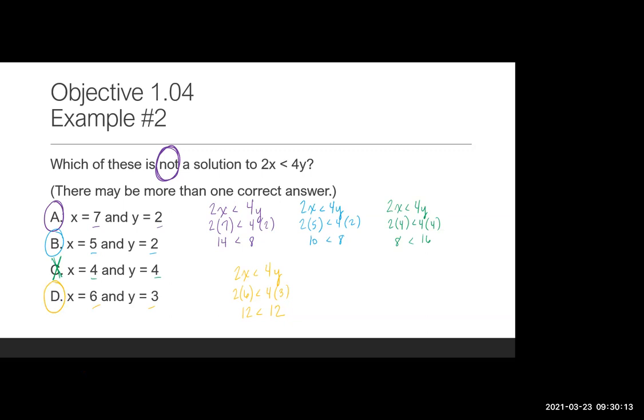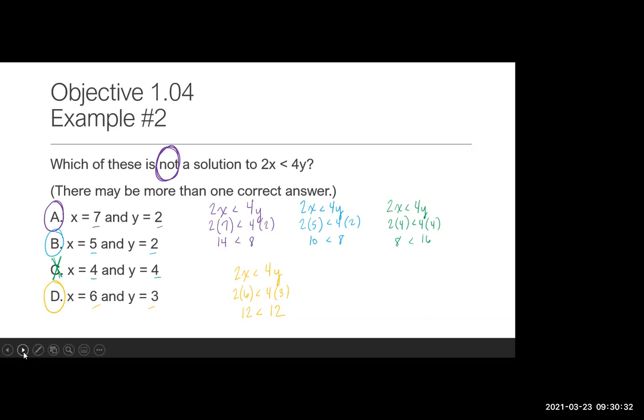So this is not a solution, which means in our case that we select it as an answer because we were looking for those that are not solutions. That's tricky. Okay, be real careful with that. You don't want to get caught up on that. You've done all this beautiful math and then miss it at the end because we said that 12 is less than 12 is true.